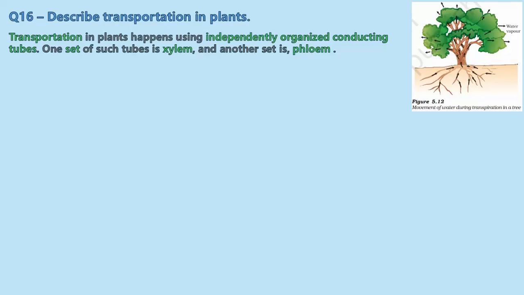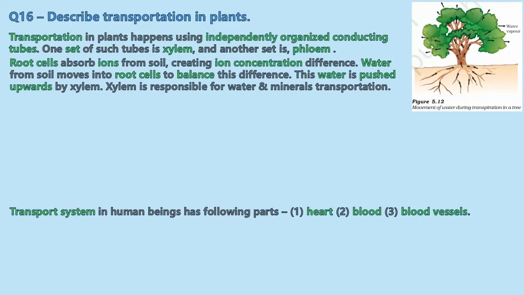One such set of tubes is known as xylem, X-Y-L-E-M. The other set is known as phloem, P-H-L-O-E-M, phloem. Now the root cells absorb ions from the soil, creating an ion concentration difference. The water from the soil moves into root cells to balance this difference, and this water is pushed upwards by xylem. Xylem is responsible for water and mineral transportation.